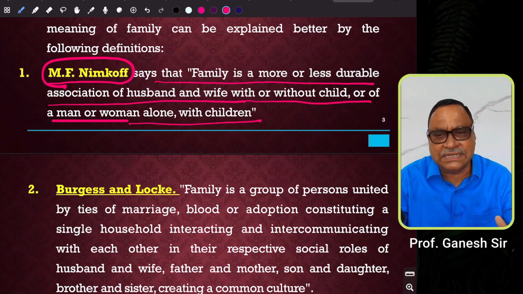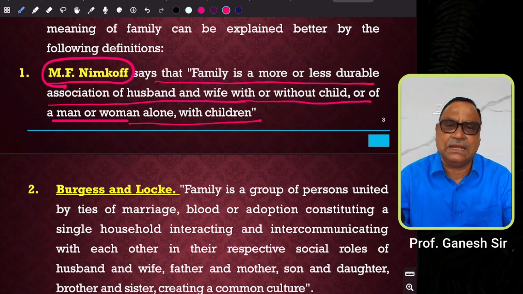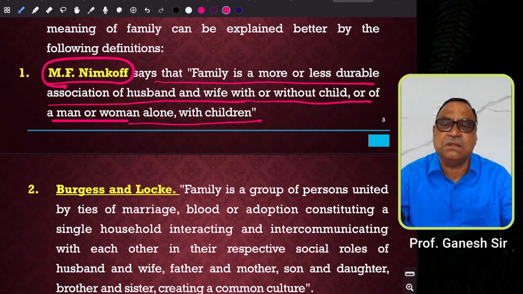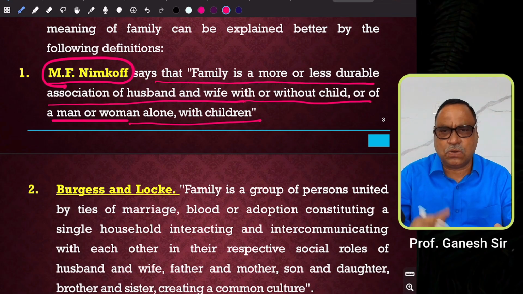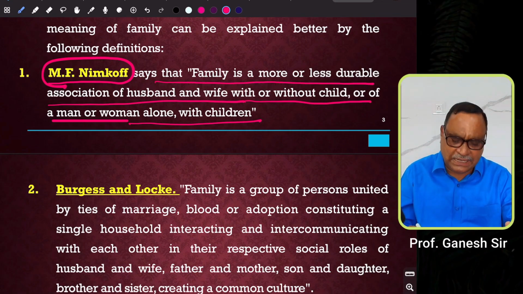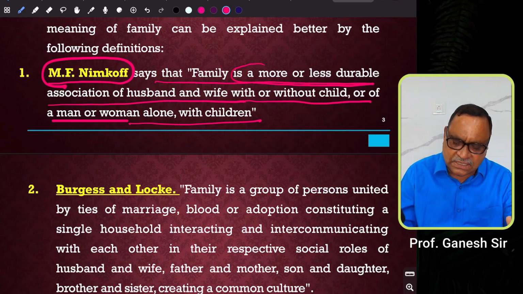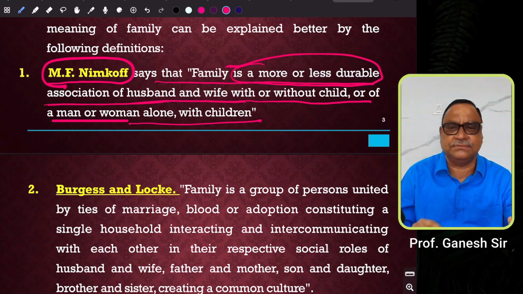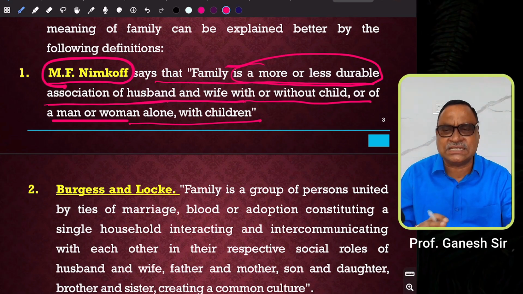If you look at this definition, according to Nimkoff, family constitutes husband, wife, with or without children, and sometimes a man or woman alone with children. Generally, in the modern sense, we call it single parent families. That means father with children or mother with children. So, according to Nimkoff, family is a more or less durable association. That means family as an institution is long lasting. It is not just a temporary association of the man and woman.